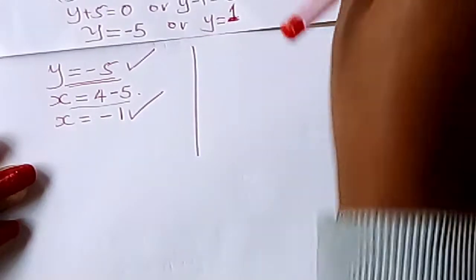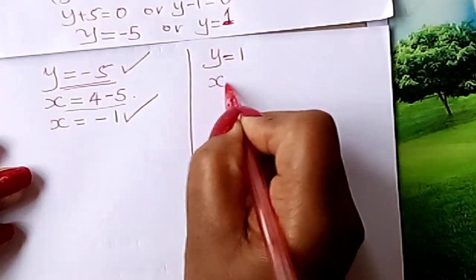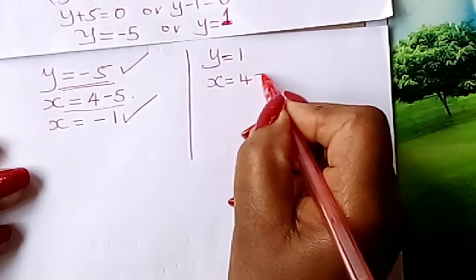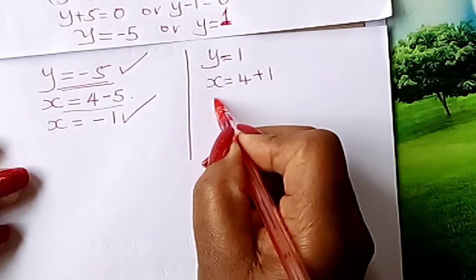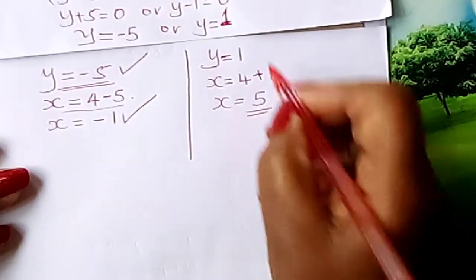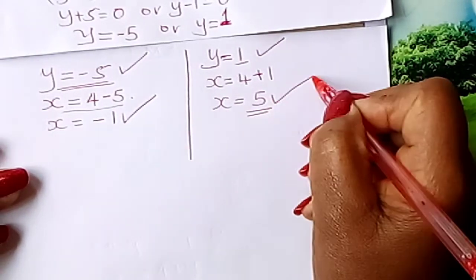You do the same to this other one here. When y is 1, your x will be 4 plus y, so 4 plus 1, which is 5. And therefore this is your answer. So when y is 1, x is 5.